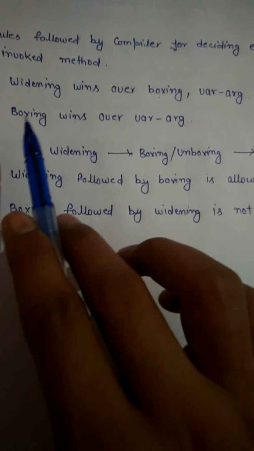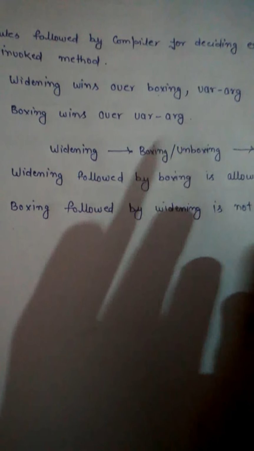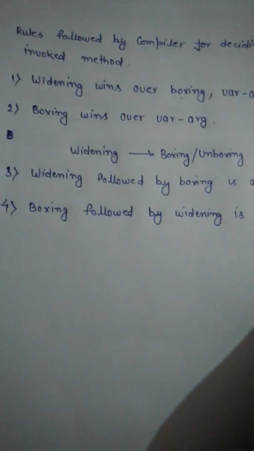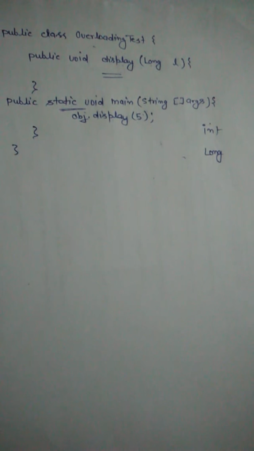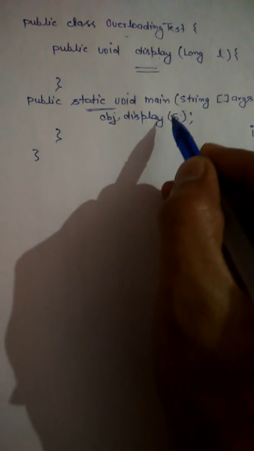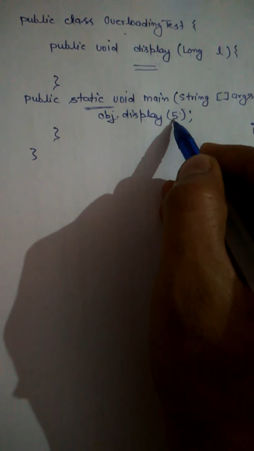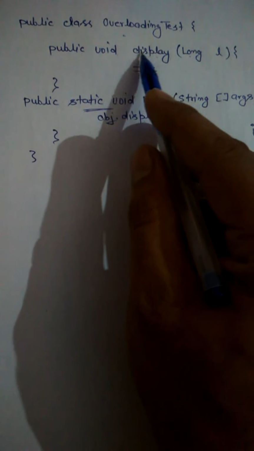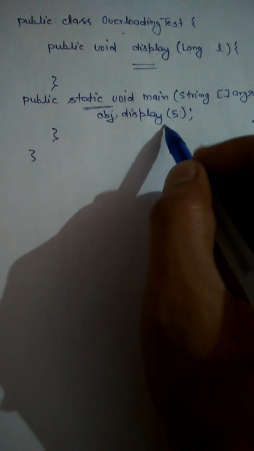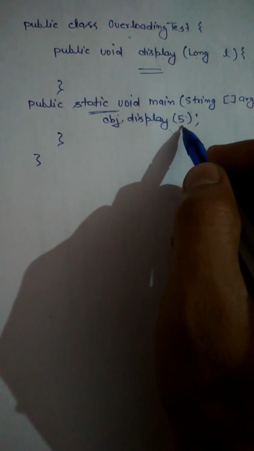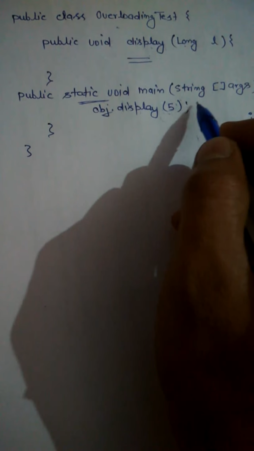Widening wins over boxing and variable arguments means that if the class doesn't have the exact match for the invoked method, meaning we are passing a primitive integer and there is no method named display which accepts a primitive integer, then it will look for a widened type.